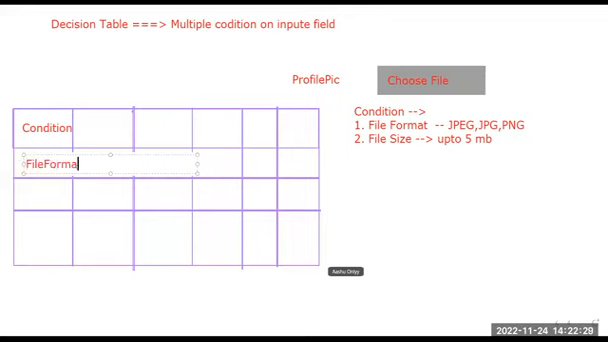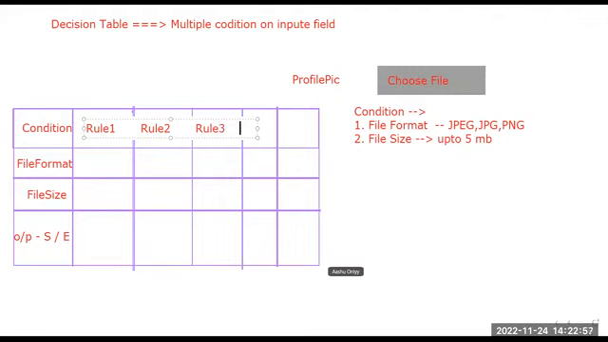One condition is file format, and the second is file size. Accordingly we will get the output also. The output will be either accepted successfully, so you can upload, or you get an error message. This is the output we are expecting. Now we also have rules: rule 1, rule 2, and so on. Multiple rules will be there, but I'm writing a few: rule 4, rule 5, likewise.